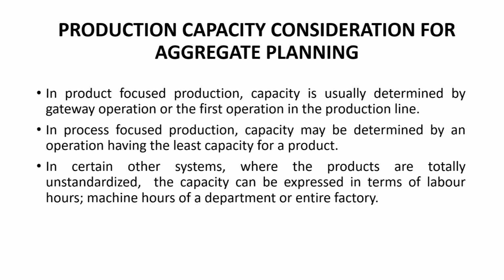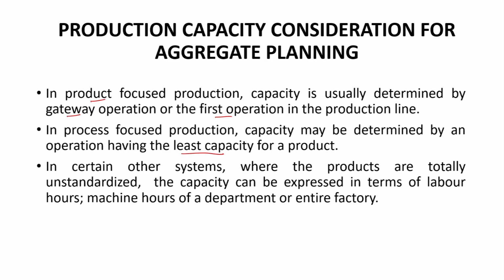We have to consider the production capacity also in aggregate planning. In product focused systems, capacity is usually determined by the output or the last operation, or it can be the first operation. Whereas, in the process focused production system, we can see the bottleneck stage, or the step which is having the least capacity, that should be considered in finding the capacity of a process.